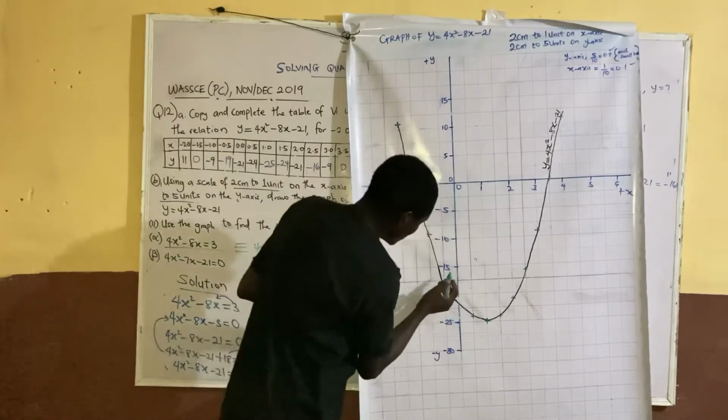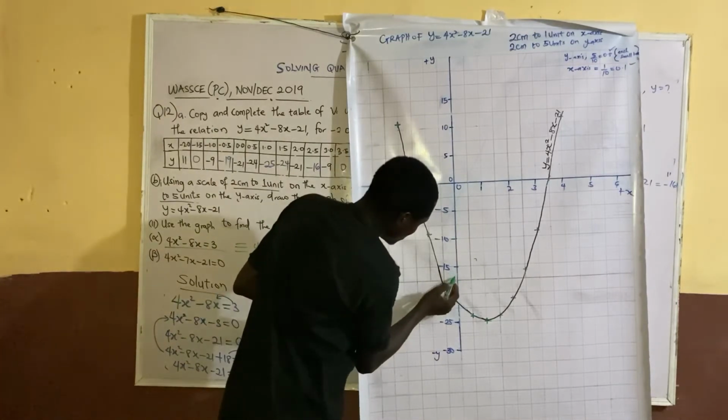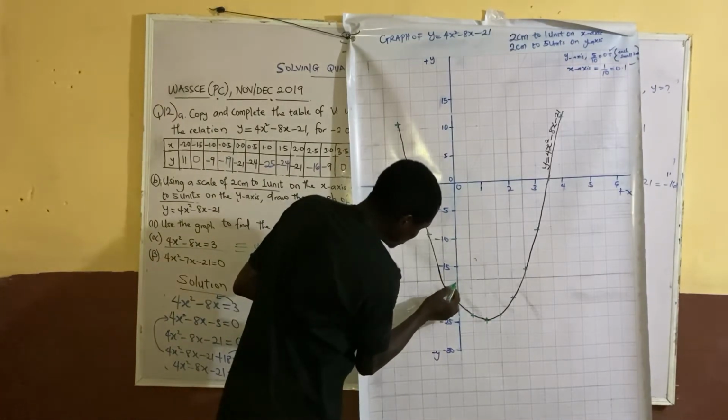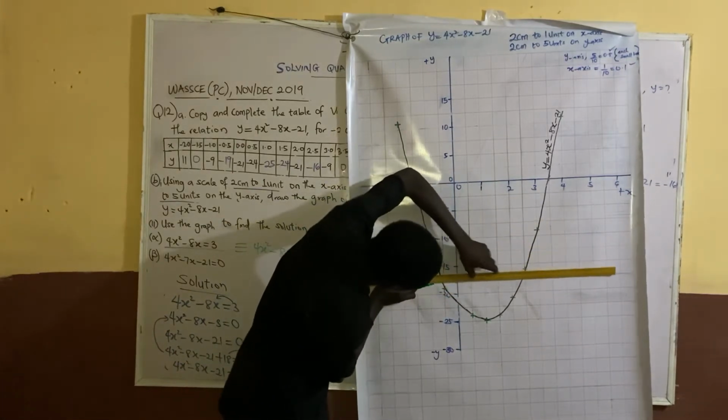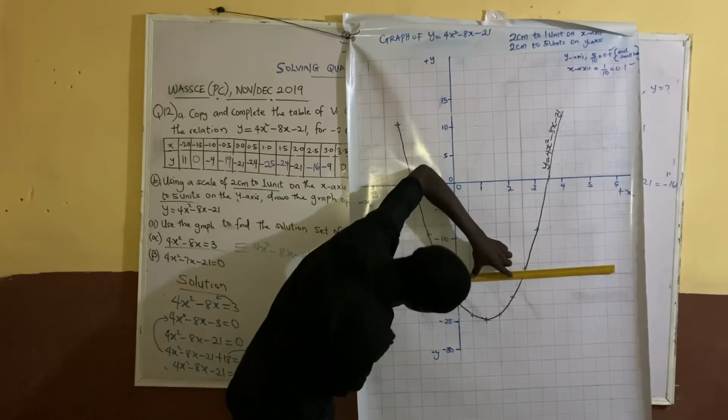Look at this. This is 16, 17, 18. So I'm having my 18 here. So let me draw the line at 18 now.